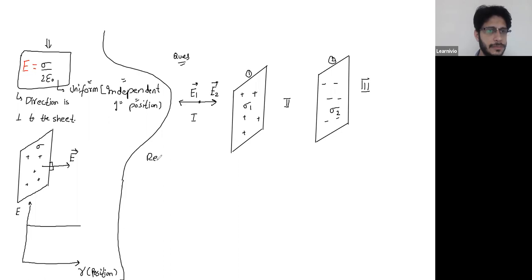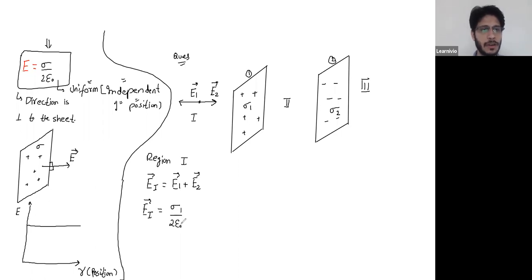So in region 1, the electric field is simply the vector sum of electric field due to individual sheets. That's E1 plus E2. E1 is sigma 1 by 2 epsilon naught, and the direction is to the negative x-axis, so let's say this is minus I cap. E2 is sigma 2 by 2 epsilon naught, it's plus I cap. E2 is acting towards positive x-axis.